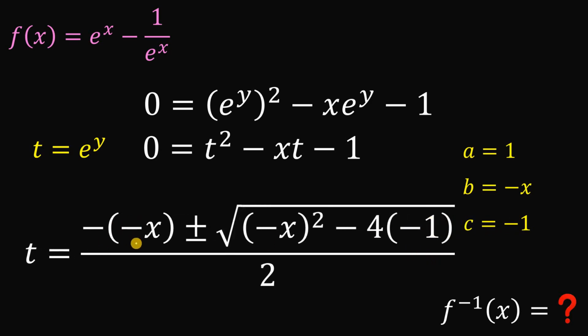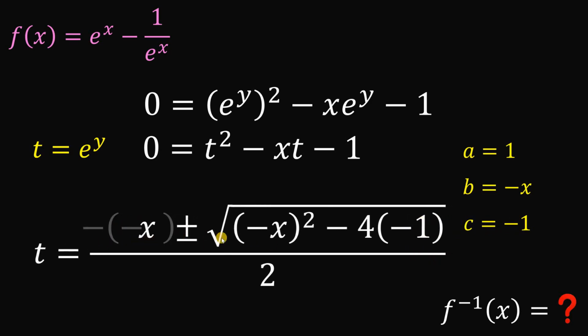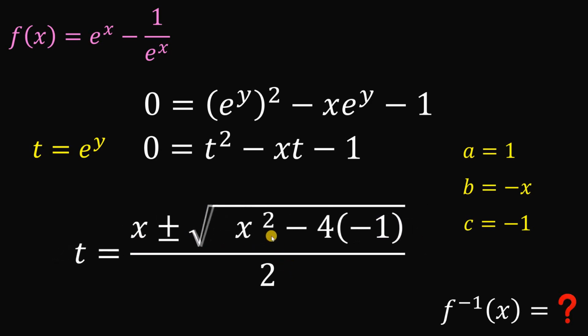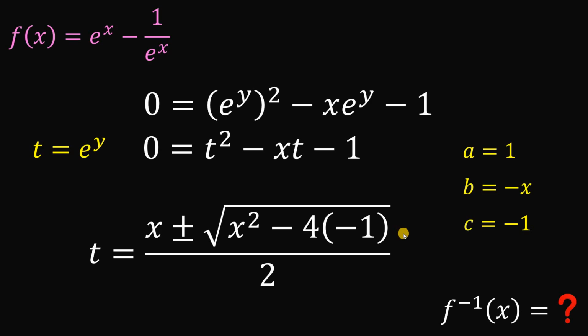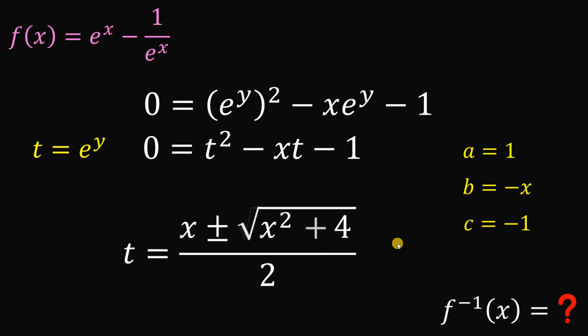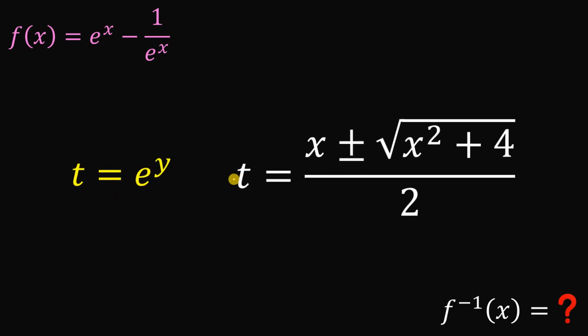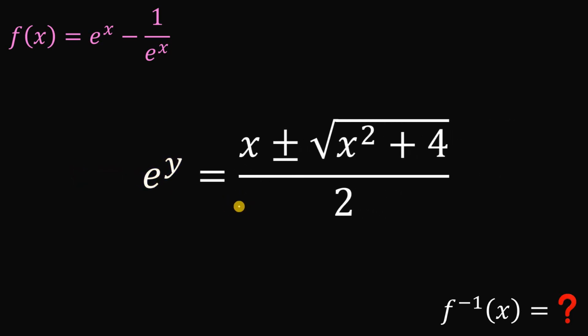Now, let's simplify. Negative of negative x is positive x. Negative x raised to the power of 2 is positive x squared. Negative 4 times negative 1 is positive 4. And there you have it. This is the value of t. But we don't care about the value of t. We care about the value of y. So, we know t is e raised to the power of y. So we can replace this t with e raised to the power of y.